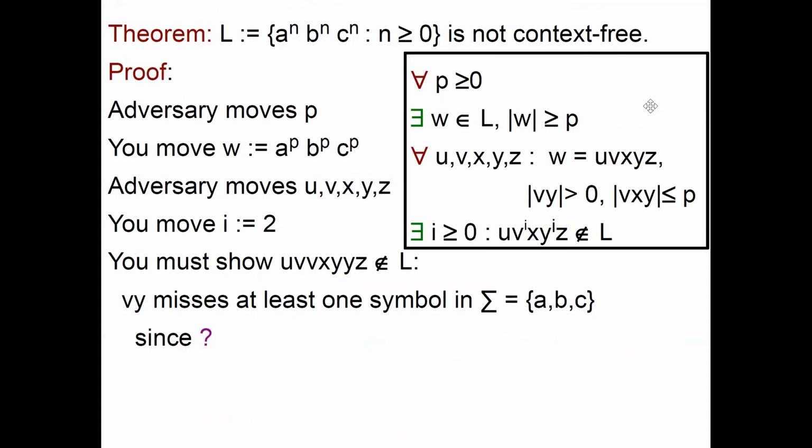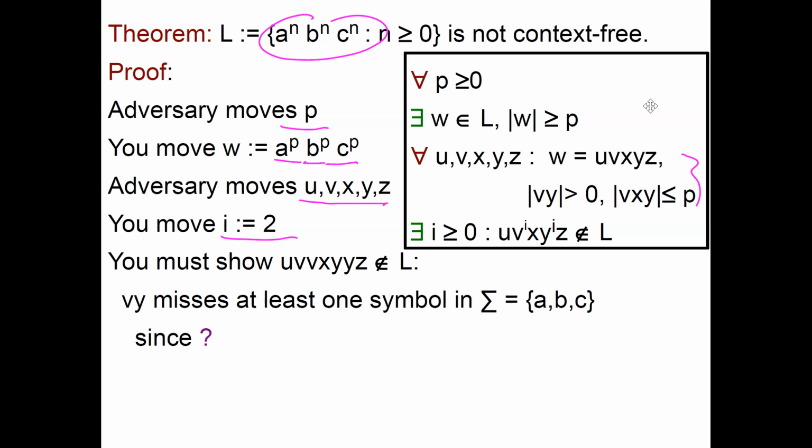Okay, let's see an example. I'm going to prove that this language a^n b^n c^n is not context-free. So the adversary moves p. Now you get to make a move and you have to pick a string, and with hindsight, you're going to select a string a^p b^p c^p. And the adversary picks a decomposition uvxyz, with those rules that it has to satisfy. And we make the move i equals 2.